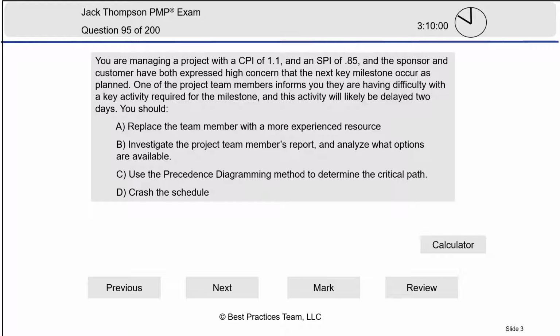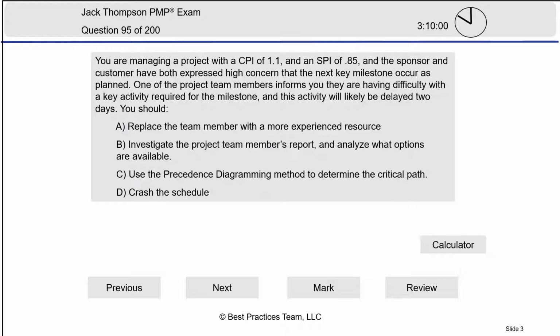Just knowing these two little factoids about SPI and CPI is going to get you at least one question, a couple of questions correct on the test. So file that one away. Definitely remember that about these indices. So back to our question here. The CPI is 1.1, the SPI is 0.85.